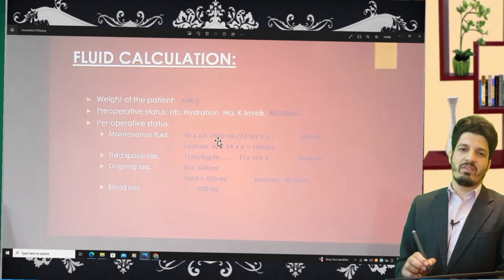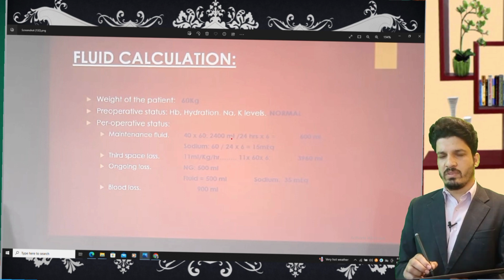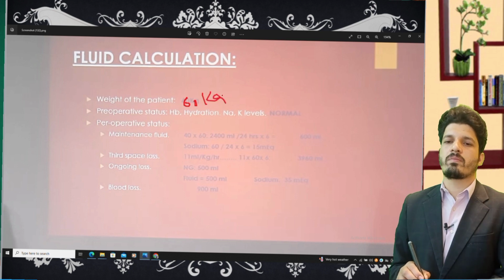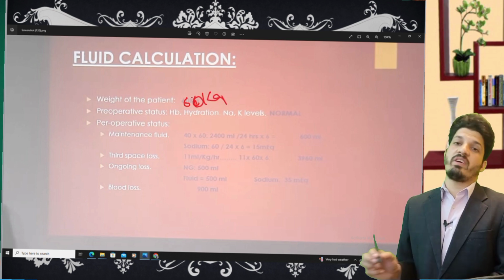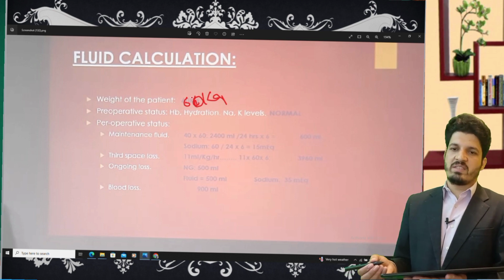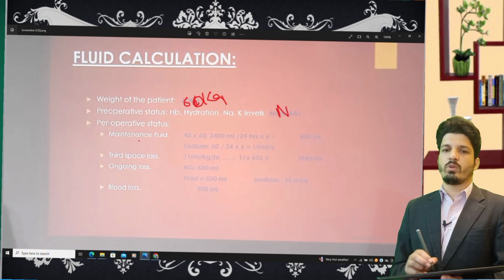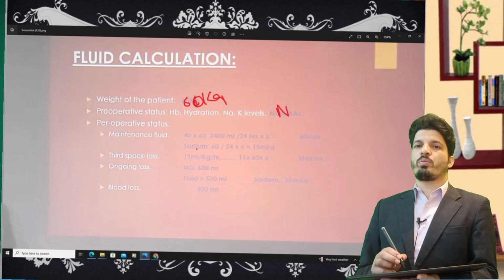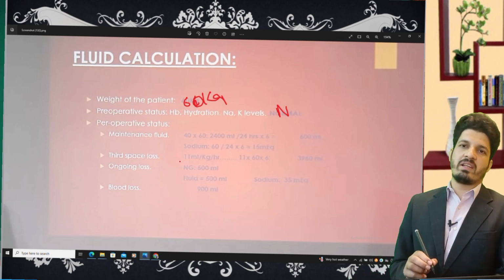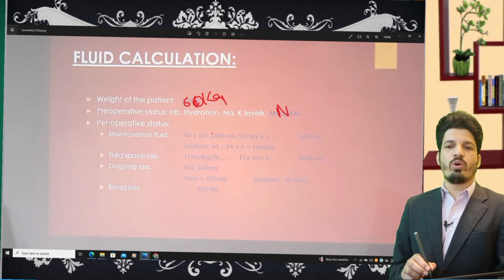The information we have given is that the weight of the patient is 40 kg. Sorry, it's 60 kg. So the weight of the patient is 60 kg, and the pre-operative status like HB, hydration, sodium, potassium were totally normal. Okay, and for the per-operative status, here you will focus on the maintenance fluid. We will multiply the weight with 40, and it will become 2400 ml.